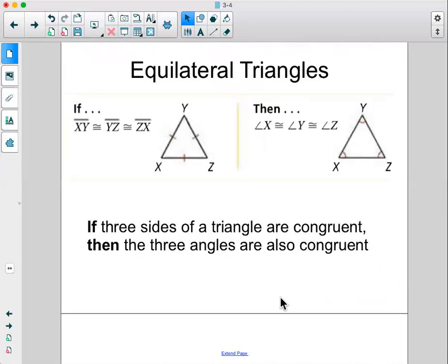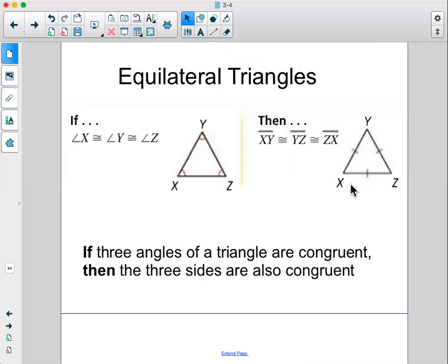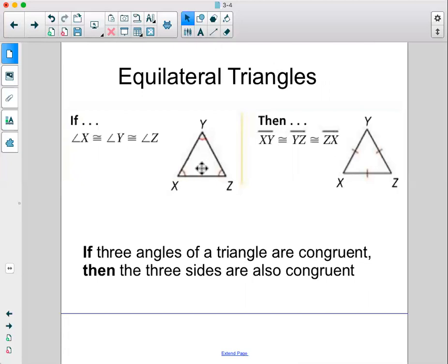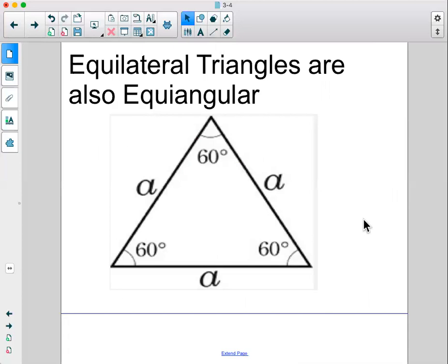Equilateral triangles are triangles where all three sides are congruent, and if you have an equilateral triangle, then the theorem states the angles will also be congruent. And the converse is also true. If you see a triangle with three congruent angles, then you can assume these sides are congruent as well. So if it's equilateral, it's also equiangular. And if it's equiangular, it's also equilateral, just for triangles. And if all the angles are the same, and they all add up to 180, 180 divided into three congruent parts means they would all have to be 60 degrees.